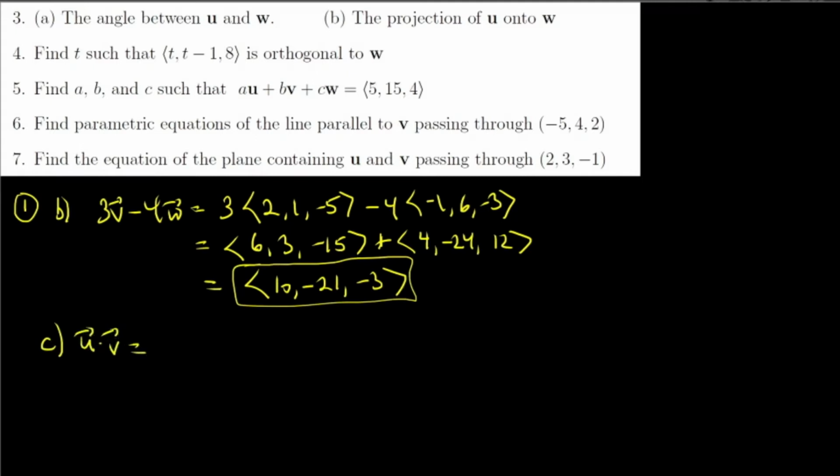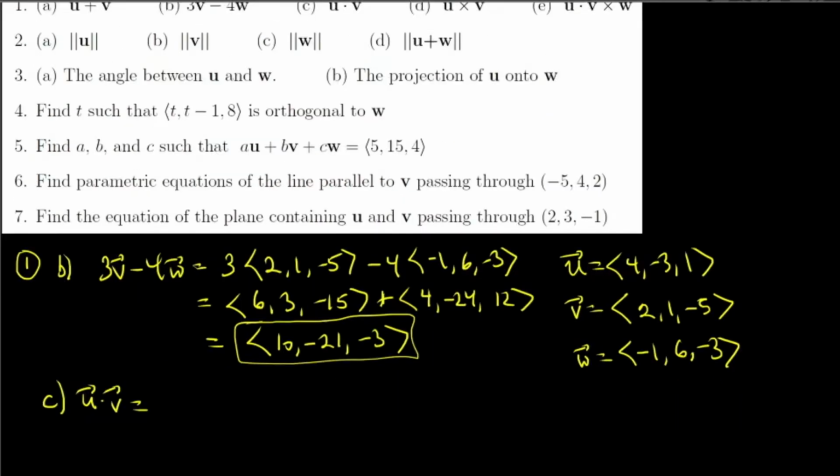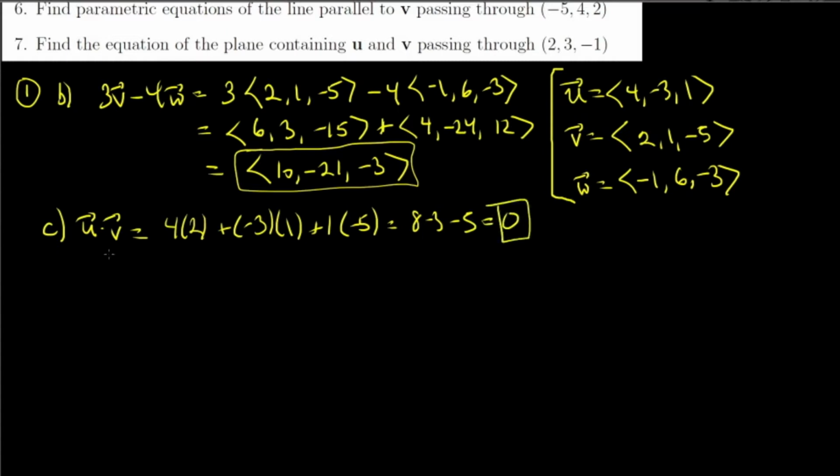Oh, I need u and v here. Sorry about that. On the right here, I wrote u, v, and w, so I can refer to those. So the dot product: 4 times 2 plus negative 3 times 1, plus 1 times negative 5. That's 8 minus 3 minus 5, which is 0. And that tells us that u and v are orthogonal.